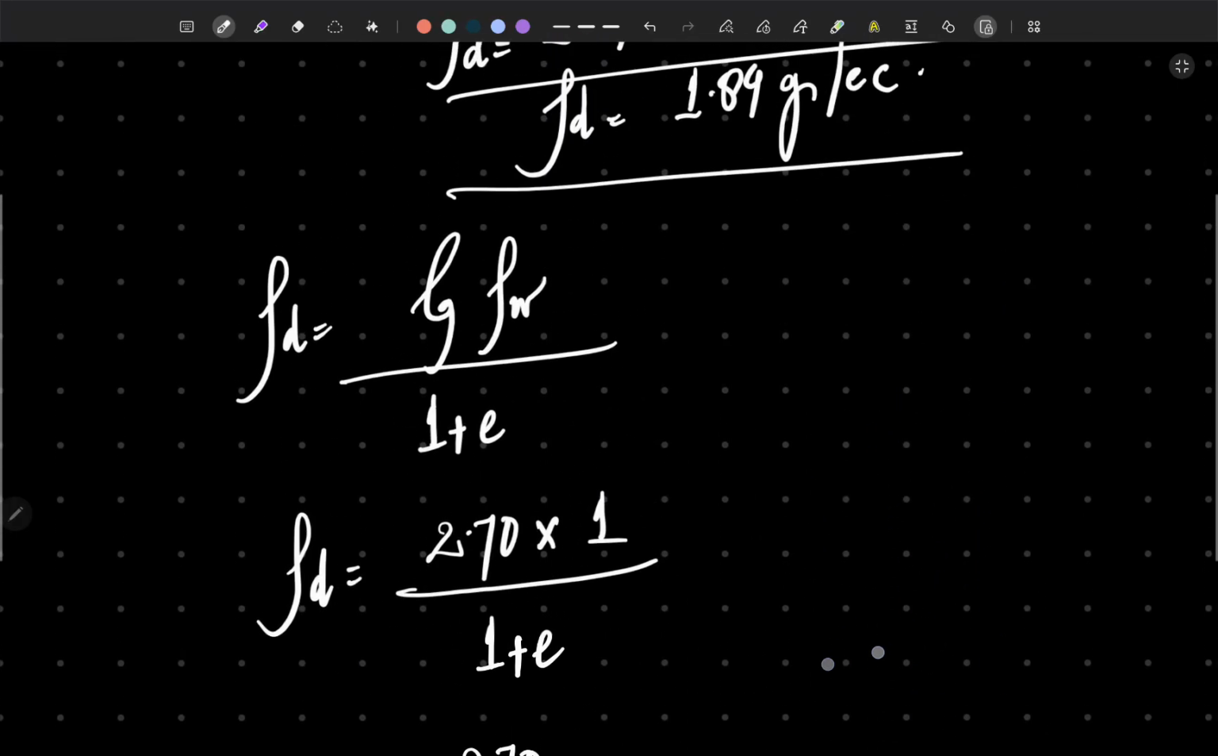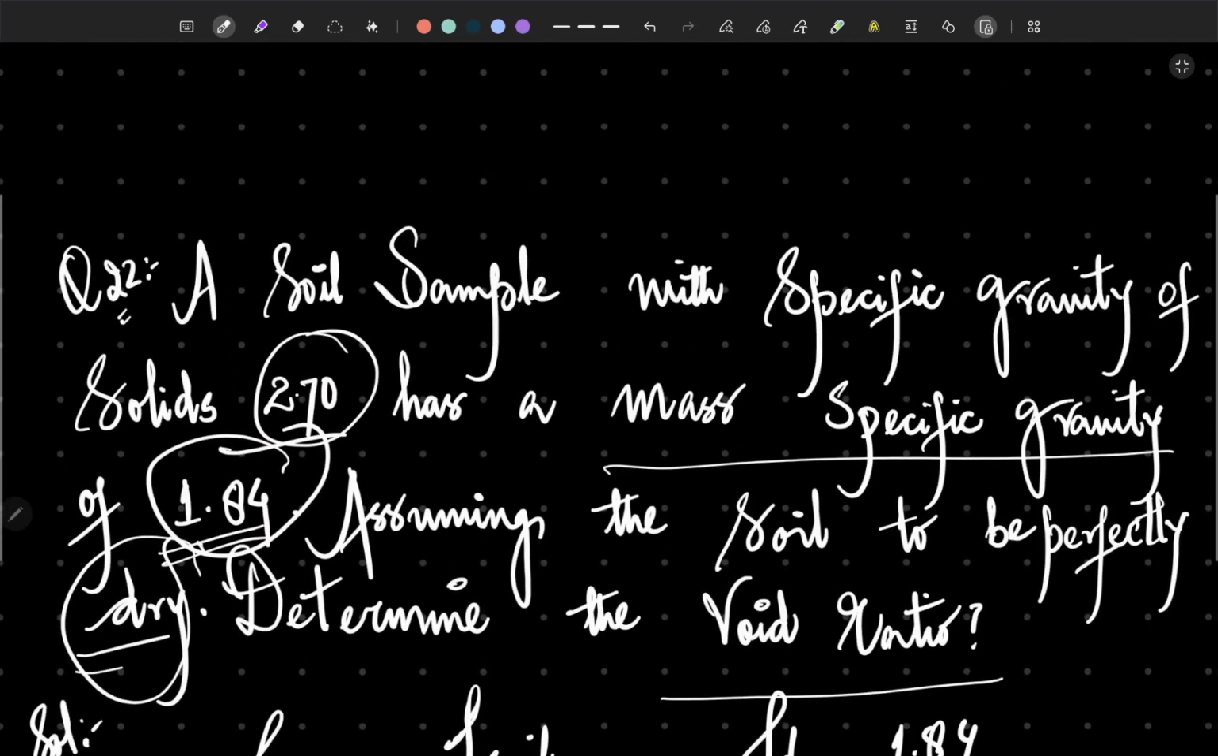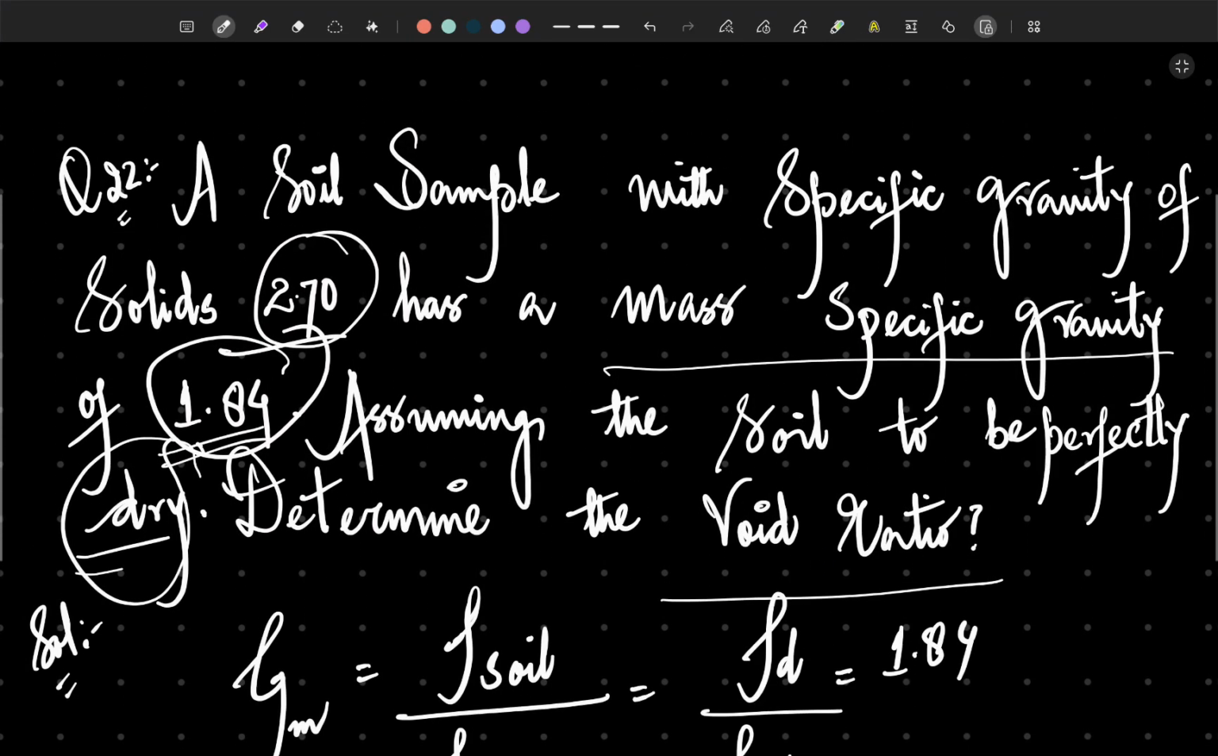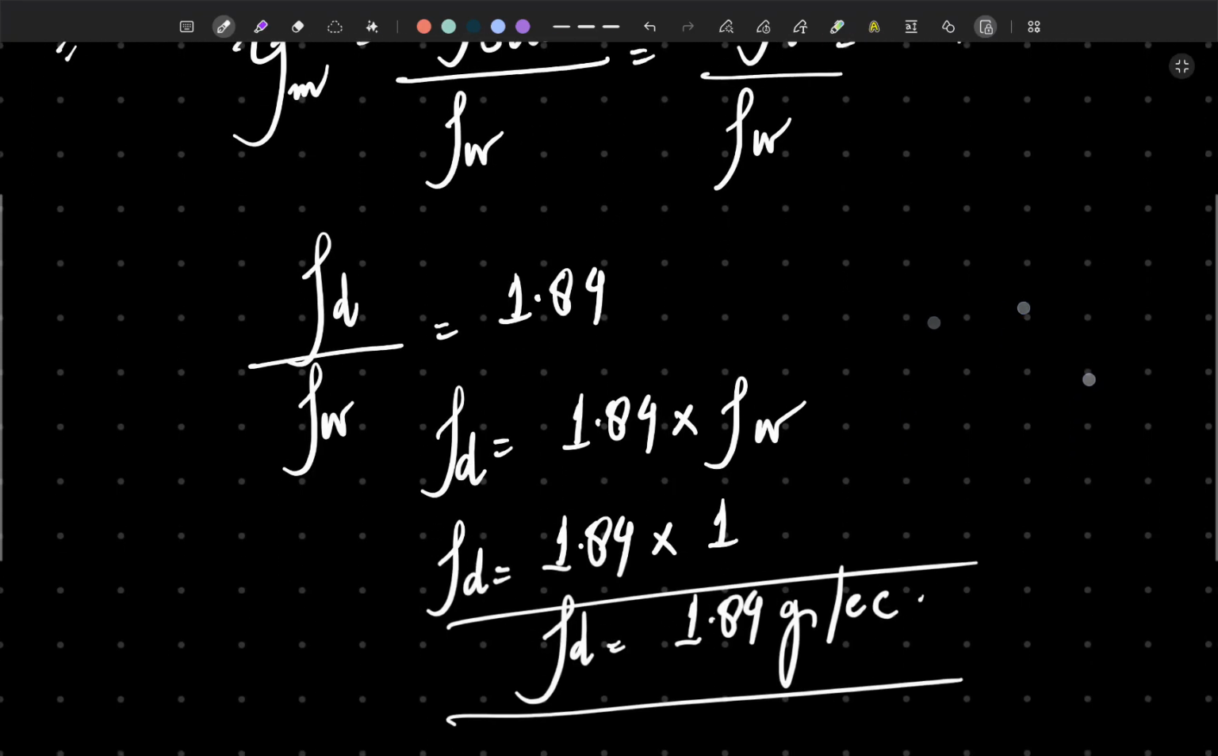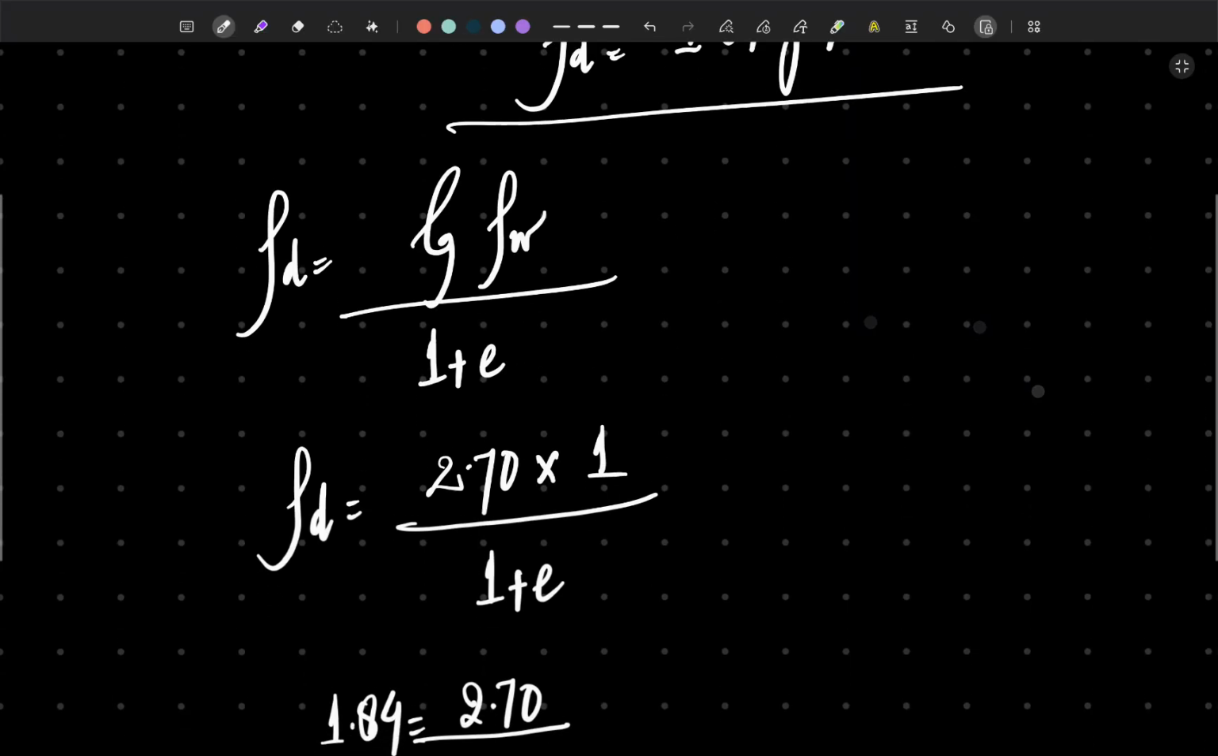So this was a very interesting question. We had been given the value of specific gravity of soil solids. There was an assumption that helped us arrive at this parameter. The assumption was we had to assume the soil was perfectly dry, and we had to determine the void ratio, and that's how I determined the void ratio. All right, moving on to the next question.